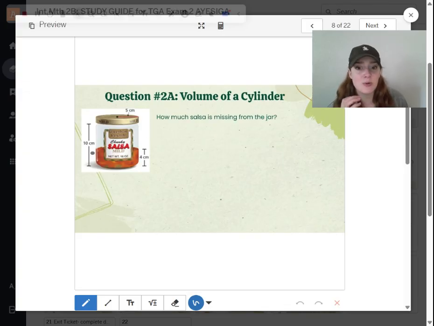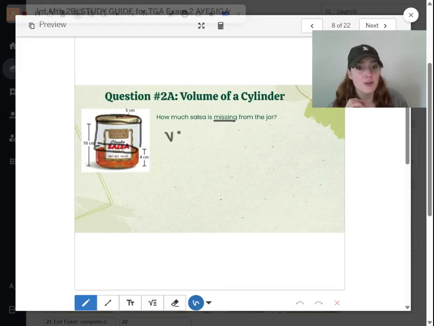So really, we're just trying to find this volume here of this empty space. Does that make sense? Empty space volume. Because we want to know what is missing. How much is missing from the jar.